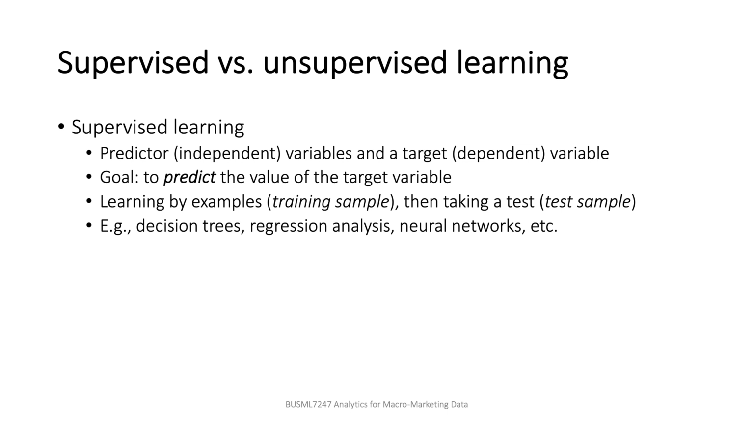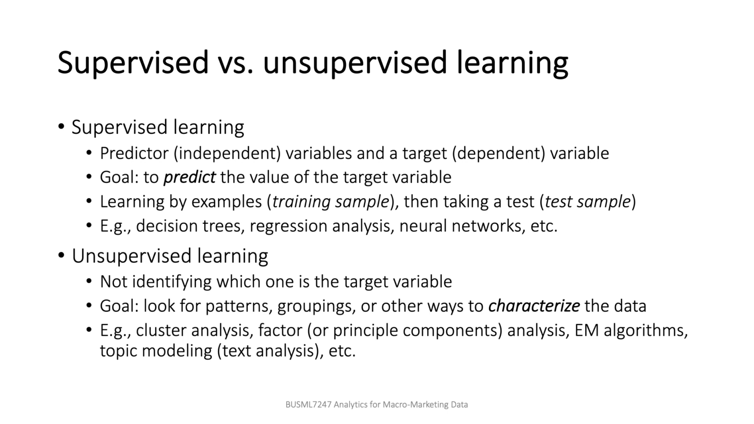The machine learns from the examples and then takes a test with other data, which is called the test sample. From the test, the machine is evaluated in prediction performance. Examples of supervised learning are decision trees, neural networks, and regression analysis. We will revisit regression from the supervised learning perspective.